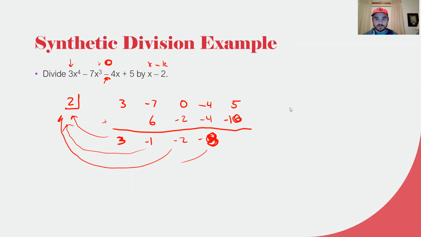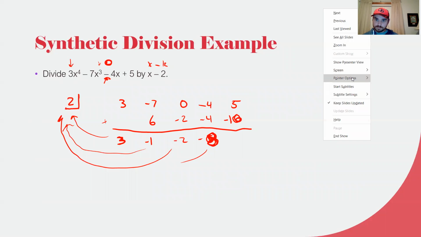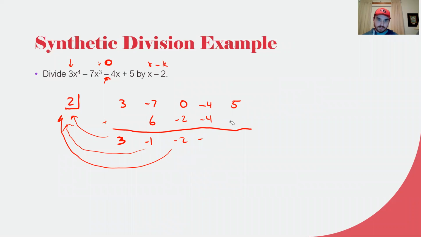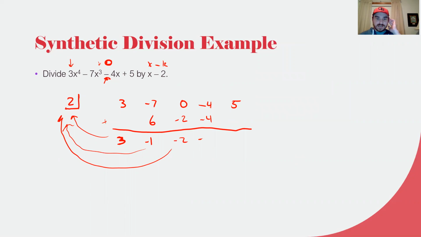Here, let me erase this actually. Sorry, guys. As you can see, it's very important to get your coefficients correct here. So sorry, negative 4 plus negative 4, that's negative 8. Negative 8, we multiply by k, we get negative 16.